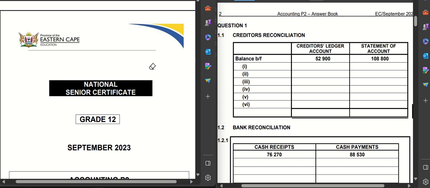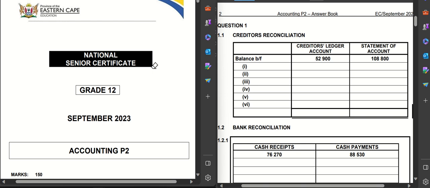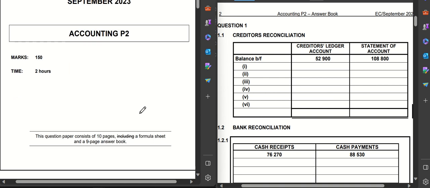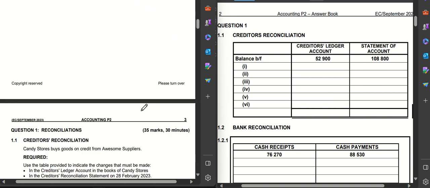This is our paper 2 revision and we're going to start it from the Eastern Cape September paper for the year 2023. We're going to start with the creditors reconciliation and hopefully we're going to look also at the bank reconciliation for this very same paper. To begin the creditors reconciliation, there is question 1.